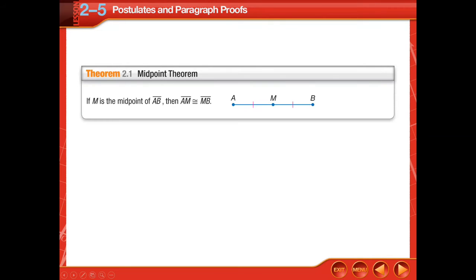The midpoint theorem states if M is the midpoint, then segment AM is congruent to segment MB. These lines mean that they are congruent, and if they are congruent, then they have equal measures.